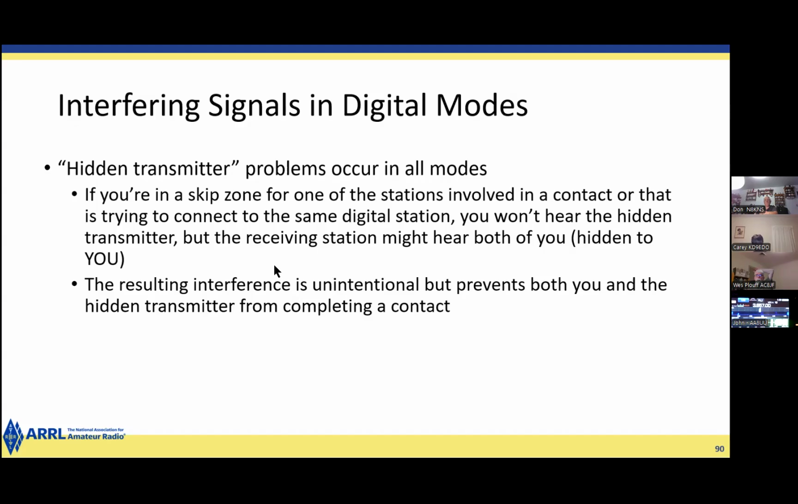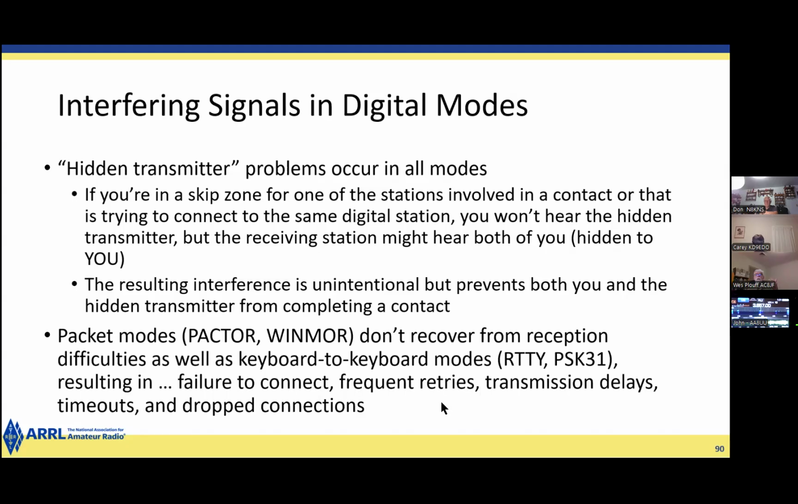So that means that one station in a cell might be hidden from you, but that also means that you're probably hidden from one station that's already in the Q cell. And you have to watch out. It's unintentional, but you have to watch out for that stuff. And this is just the same as on voice. If you're causing interference, then it's up to you to be polite and apologize and go somewhere to a different frequency.